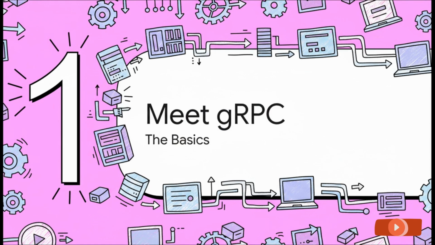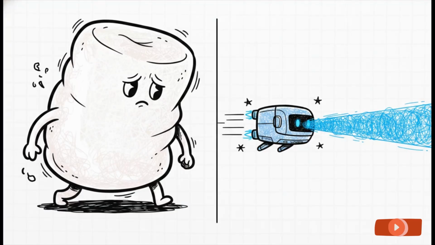Part 1. Meet gRPC, the basics. To really understand why this is such a massive leap forward, we kind of need to visualize what's actually happening under the hood. So I want you to imagine your data payloads as physical objects. In the traditional REST and JSON world, your data is like a giant, fluffy marshmallow. It's bulky, it takes up a ton of space, and it's just slow to move around.